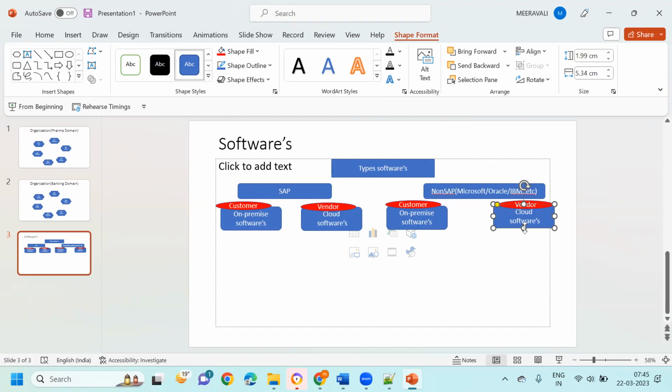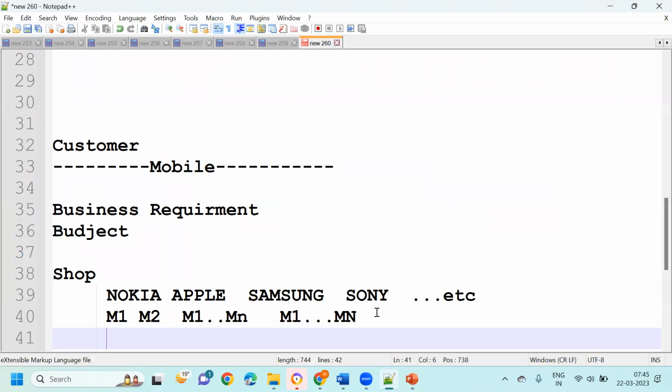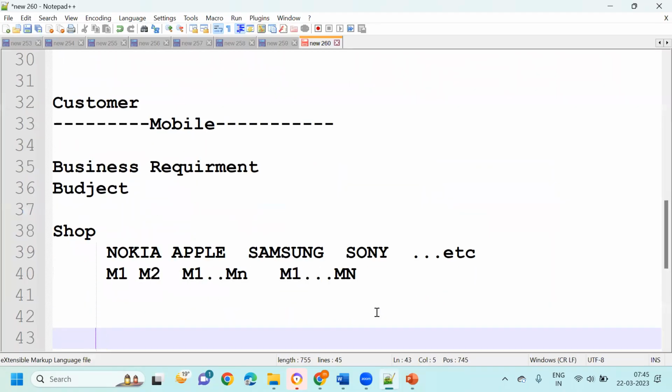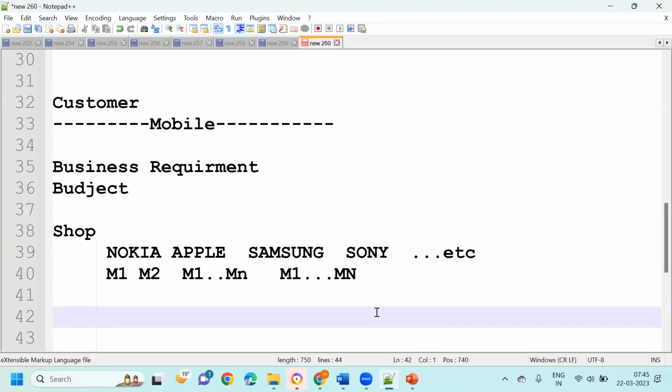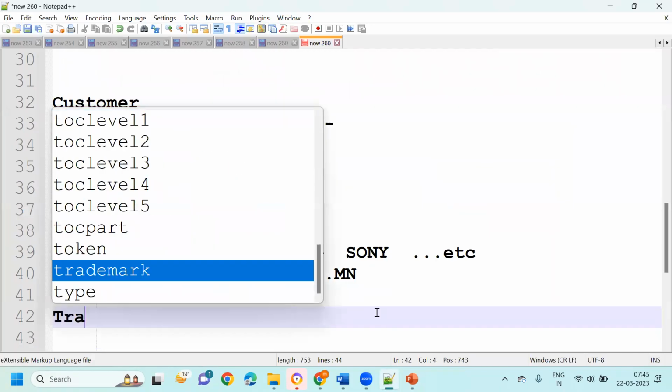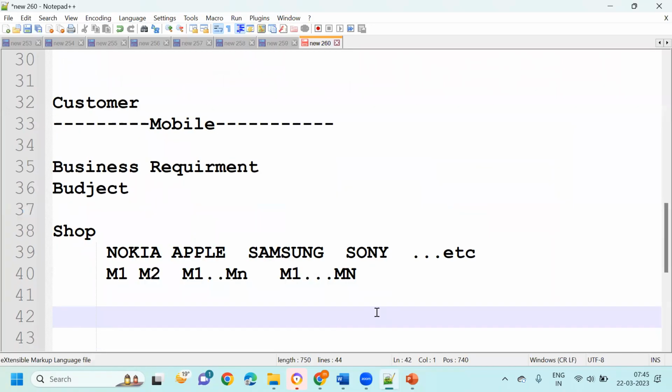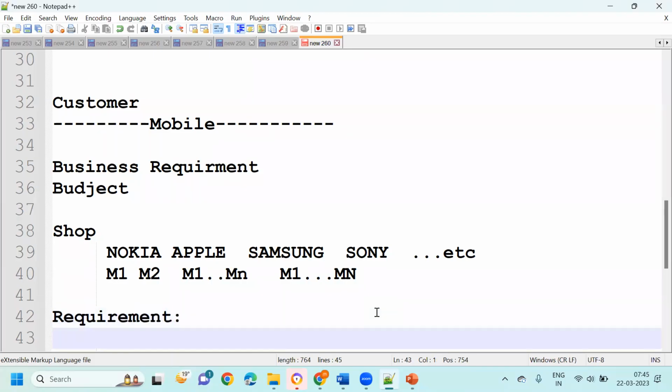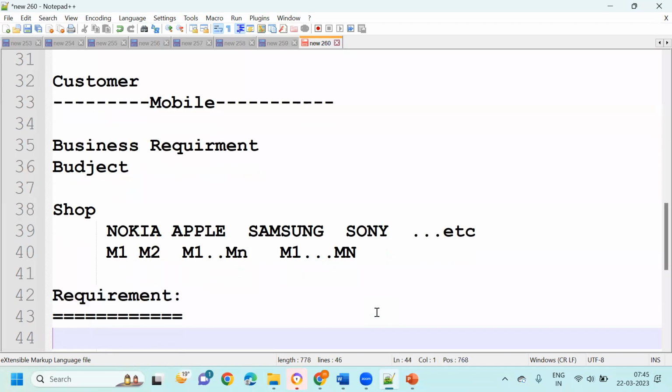Let's take a small example and we'll close this, to understand better the difference between on-premise and cloud. Frequently I'm going to give this example, guys. There is a requirement here. What is the requirement? Let's put a requirement here.